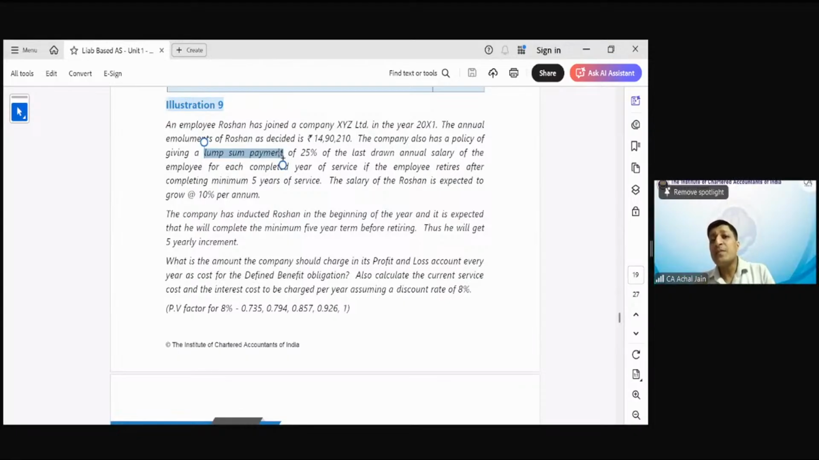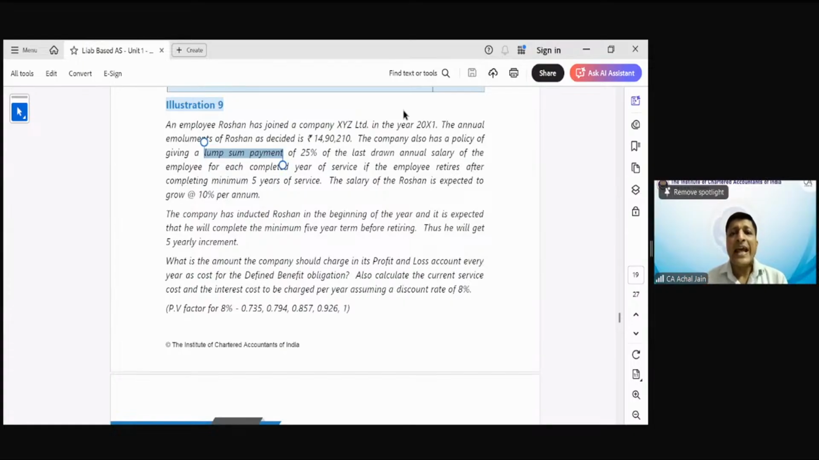But when will this lump sum payment be payable? Can you tell me? When is this lump sum amount payable? Tell me quickly, everyone. Very good. After retirement. Ron is saying after 5 years, which is fine. But this will be paid to him after retirement. For this, he needs to complete the service, so that's the eligibility criteria.